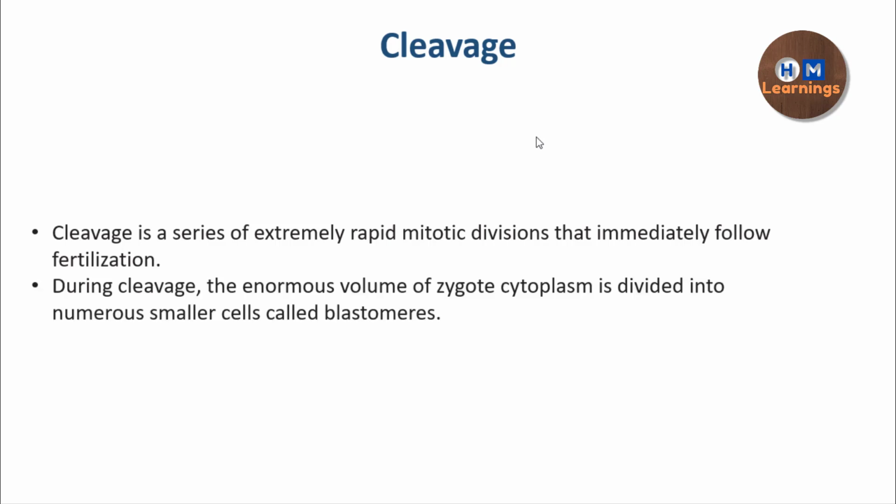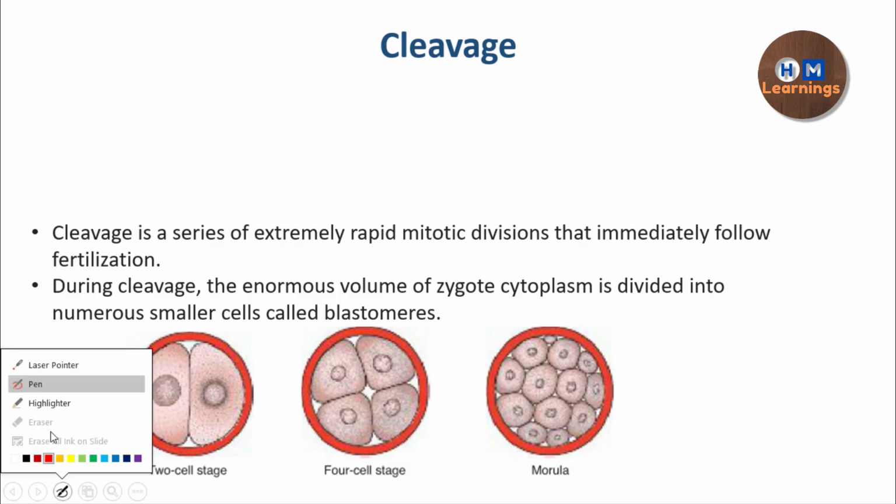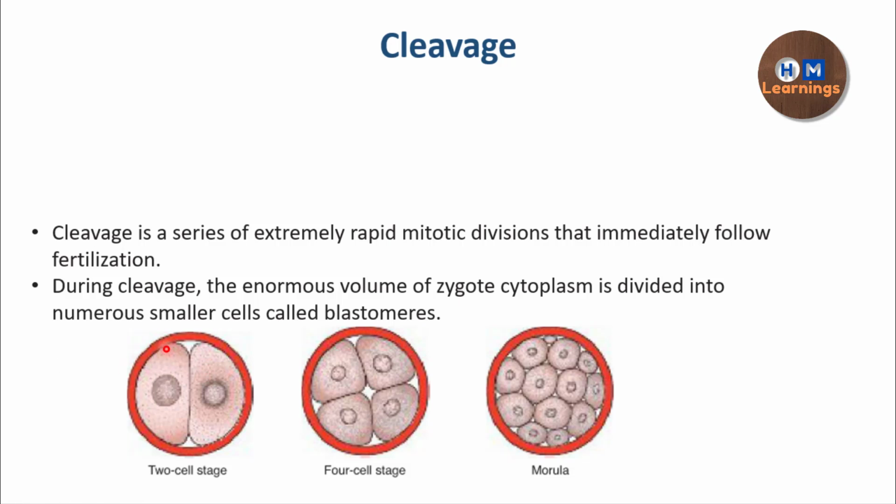So during cleavage, the enormous volume of zygote cytoplasm is going to be divided into smaller cells called blastomeres. You can see in this diagram that the size of the embryo is the same, and inside you can see that the number of cells is increasing as the cell is undergoing repeated mitotic divisions, but the size of the cells is reducing. So the number is increasing but the size of the cell is reducing.